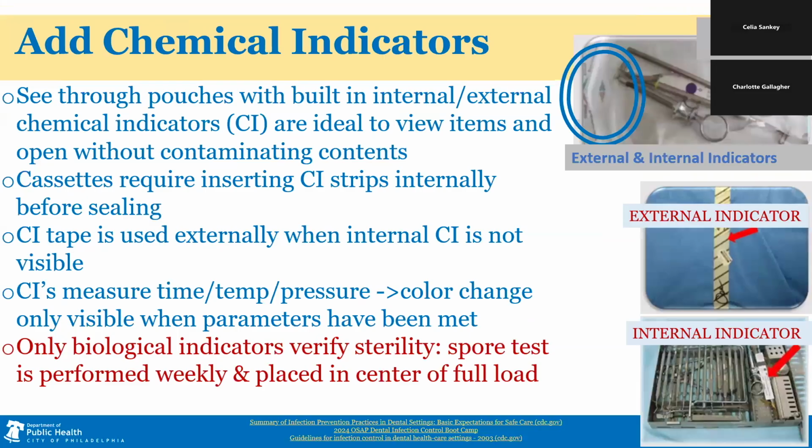Next, if you don't use see-through pouches with built-in internal and external chemical indicators, separate indicators should be inserted inside and on the outside of the packaging. These chemical indicators measure that time, temperature, and/or pressure parameters have been met in the sterilizer. They do not verify sterility. Verification of sterility is only achieved with biological indicators, often called spore tests. I will discuss more about them shortly.